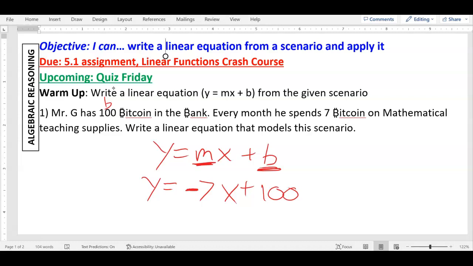You want to check Skyward or check that little grade sheet I gave you yesterday. If you have not finished 5.1, that's what's going to be quizzed on Friday. So we will review Thursday, okay? But you got to be able to do it.